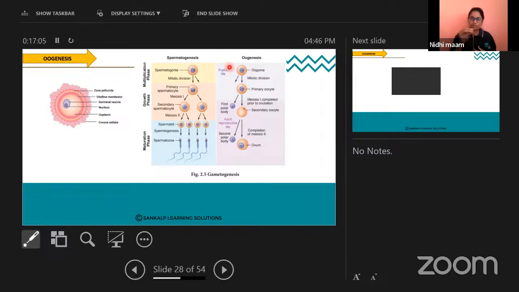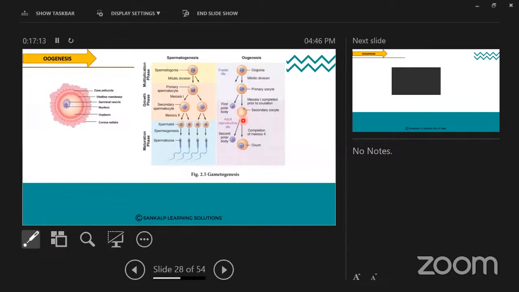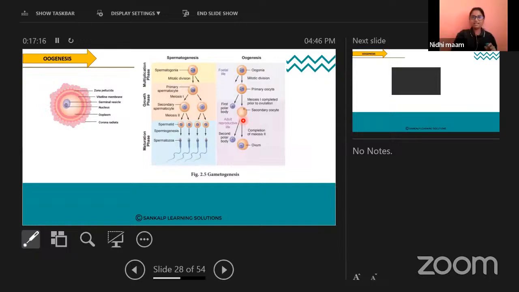When the girl is in her mother's womb, the secondary oocyte stage is completed. Then, in adult reproductive life, when that girl attains maturity or puberty, meiosis 2 completes. The secondary oocyte will undergo meiosis 2, and again we get 2 cells. Out of the 2 cells, one will be the ovum or egg, and the other will be the second polar body.